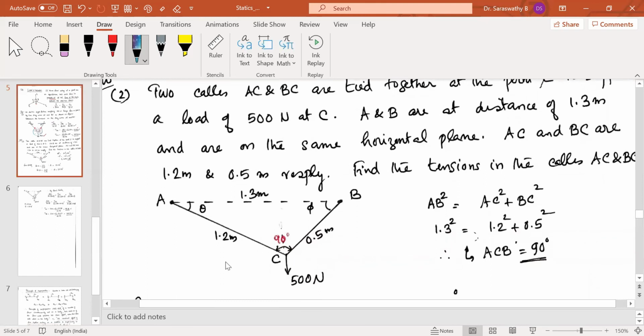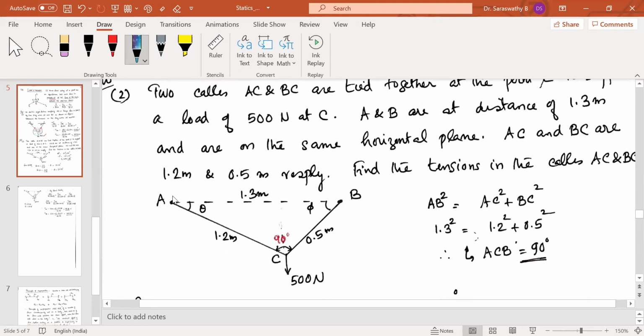The length of AC is 1.2 meter and the length of BC is 0.5 meter, and the horizontal distance between A and B is given as 1.3 meter. So these are all the data given to you. I have represented all the given data in this particular figure. Now, say this angle is theta and this angle is phi.